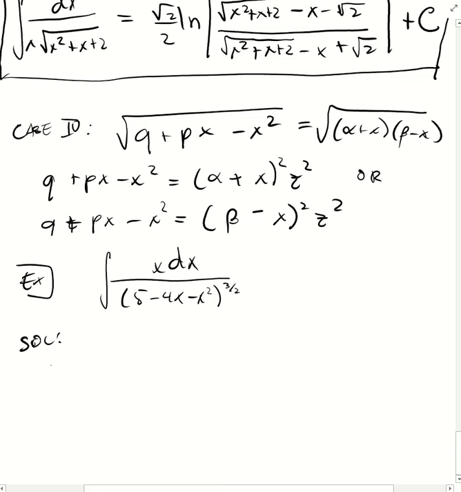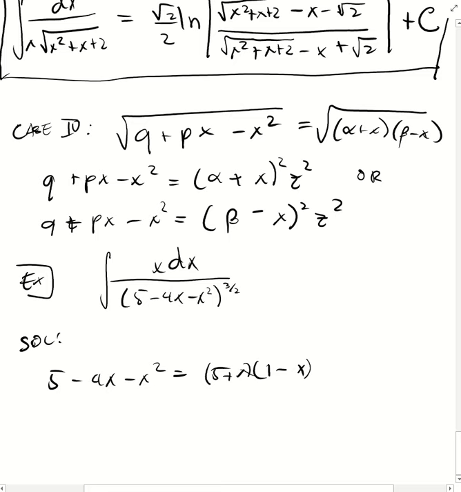First, we need to factor that out. 5 minus 4x minus x squared. This is the same as, 5 and 1. If you add them, it's equal to negative 4. So 5 and 1, then it should be minus x plus x. 5 plus x, 1 minus x.